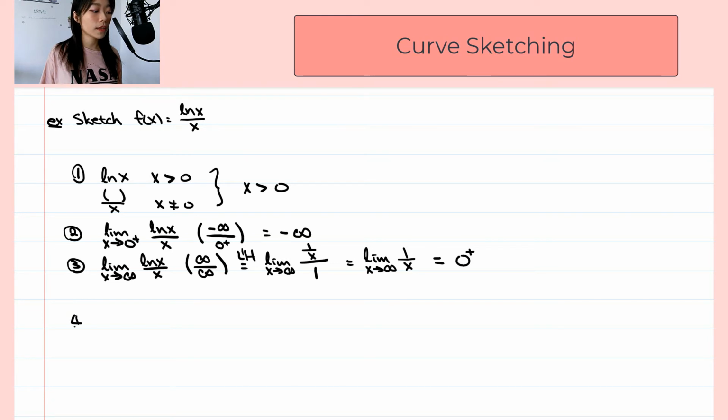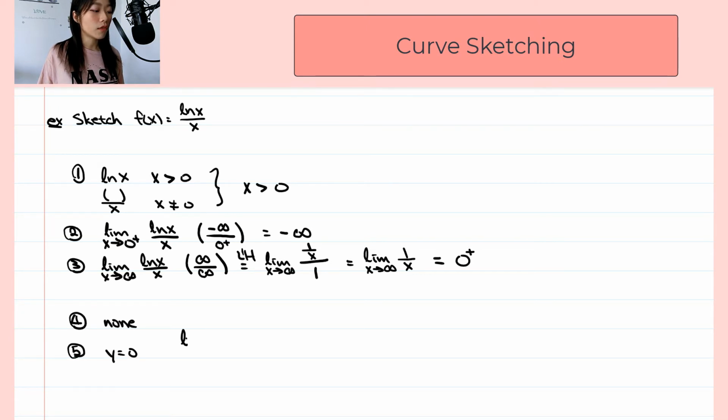And then the fourth step, the y-intercept, meaning when x equals 0. However, the domain of the function is x greater than 0. So x equals 0 is outside of the domain. So this function has no y-intercept. Now let's look at the fifth step, the x-intercept. So when y equals 0.